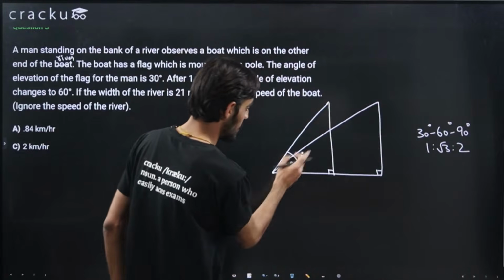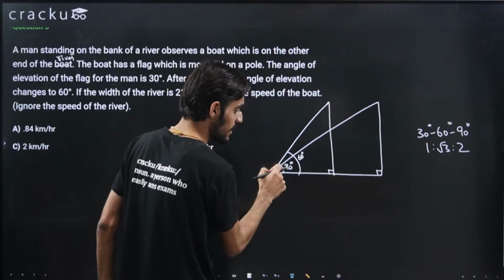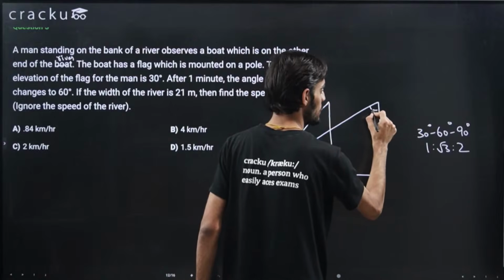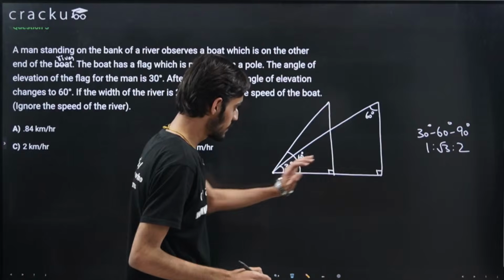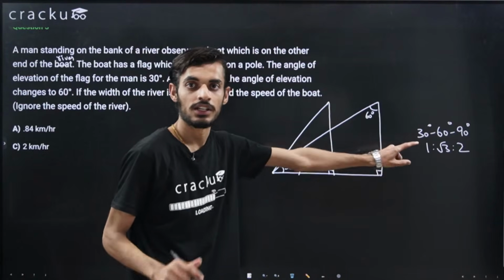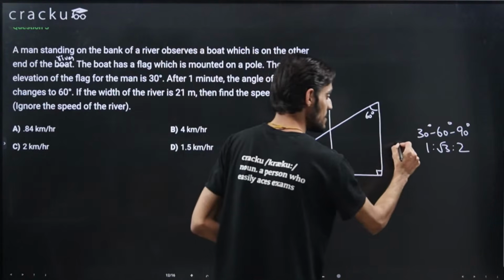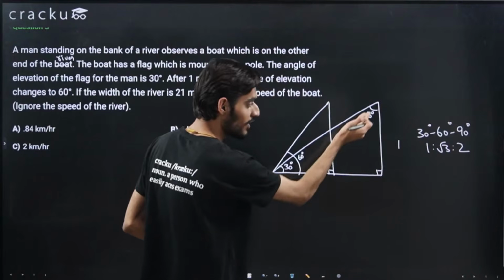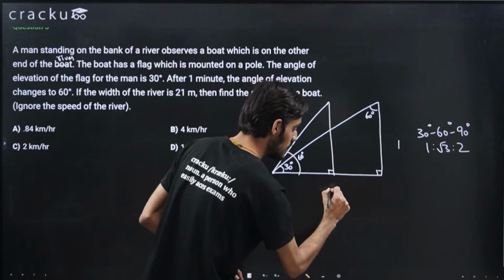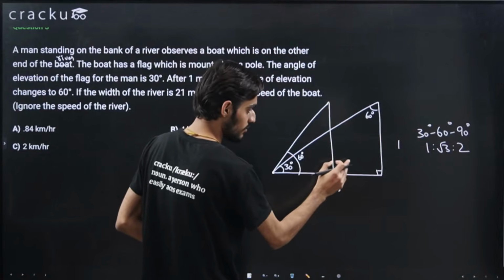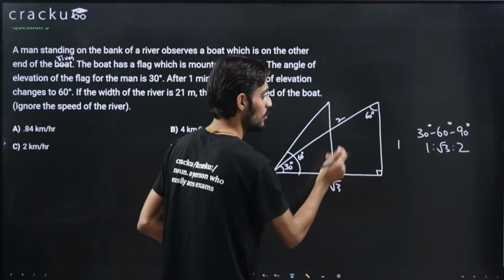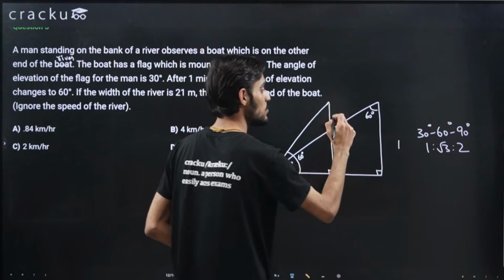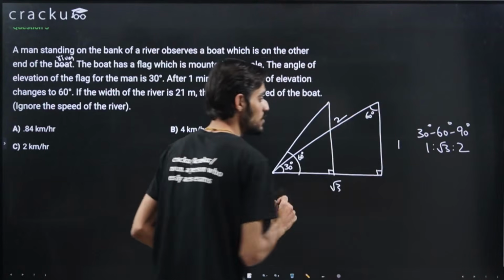So in this particular triangle, if this is 30 degrees, this will be 60 degrees. The side in front of 30 degrees will be 1 in terms of ratios. Then the side in front of 60 degrees will be root 3, and the remaining side, in front of the right angle, will be equal to 2. These are not the actual values, these are just the ratios.